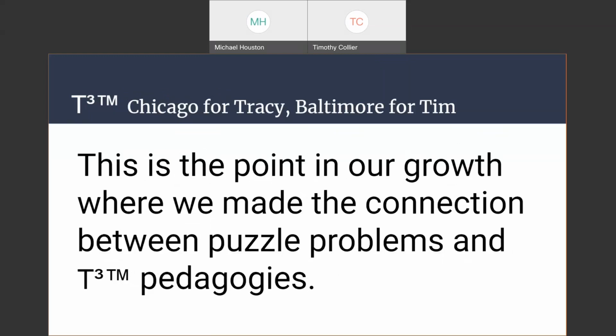So at this point in time, we started thinking, what can we do to make this go further? What can we do to carry it on a little more? Honestly, I was a little slower on the trigger than Tracy. She, at T-Cubed in Chicago, made the connection between puzzle problems and the pedagogies that we had been studying with TI training for the previous 5 years at that point. It took me a little longer, but absolutely that light came on.